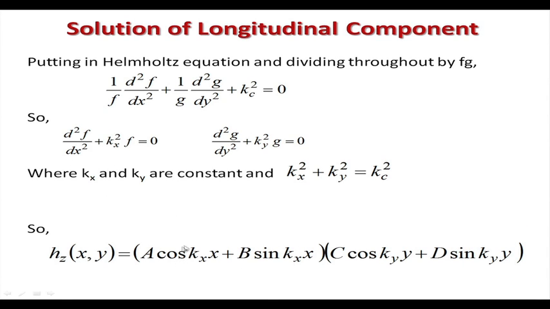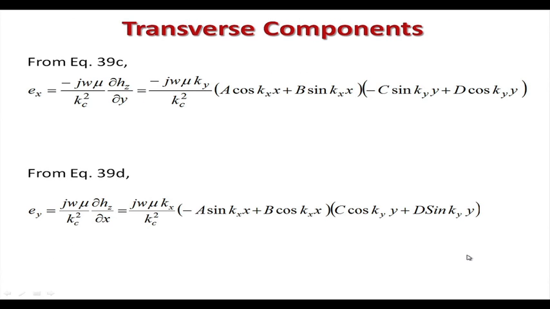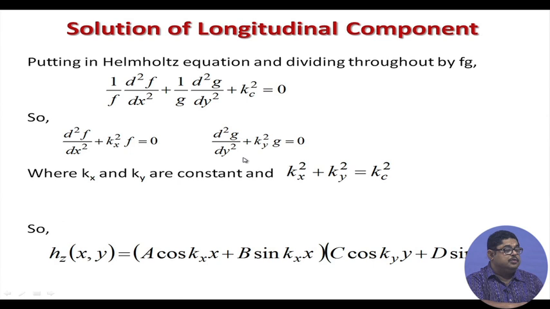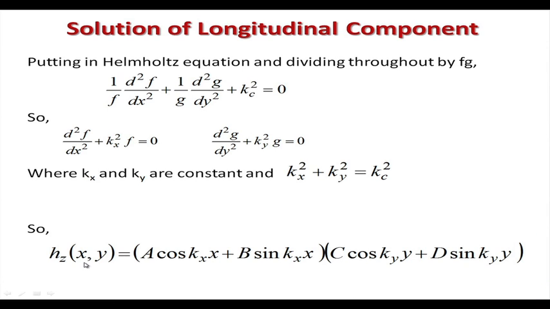So, that is why cosine of x and sine of x. Similarly, for g you have y, so cosine in the y variable, sine in the y variable. This is a general form that you know. Now, you find out the transverse components once you know this. You see, this is the longitudinal magnetic field component Hz we have solved. A, B, C, D are 4 constants yet to be determined.